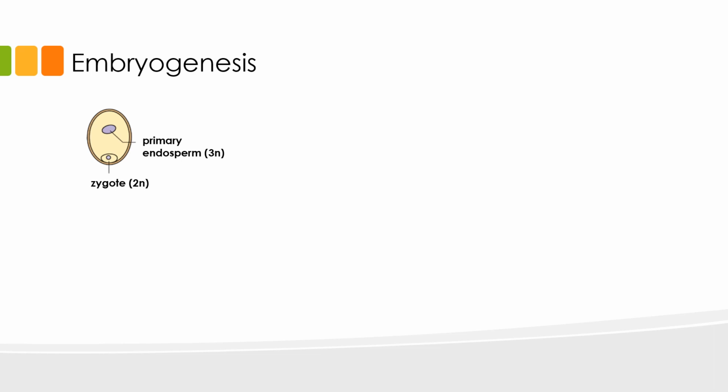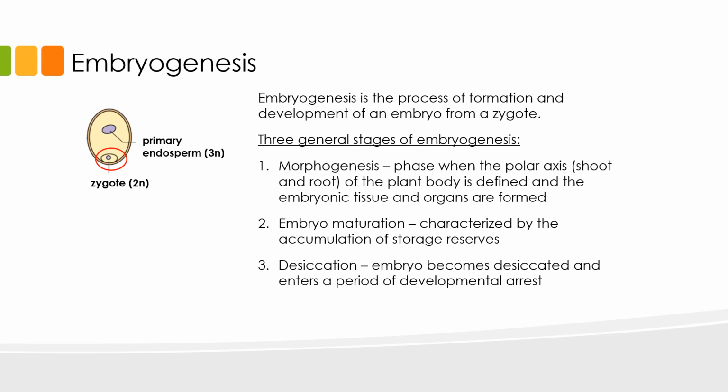In this section, we will look at the detailed process of how a zygote resulting from the fusion between the egg and a sperm cell develops into an embryo. The process of embryo development, or embryogenesis, can be divided into three stages. The first stage is morphogenesis, followed by embryo maturation, and then finally desiccation.